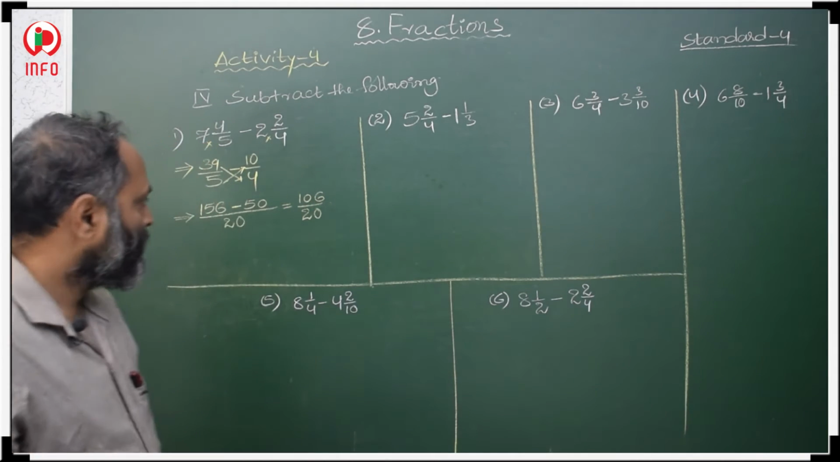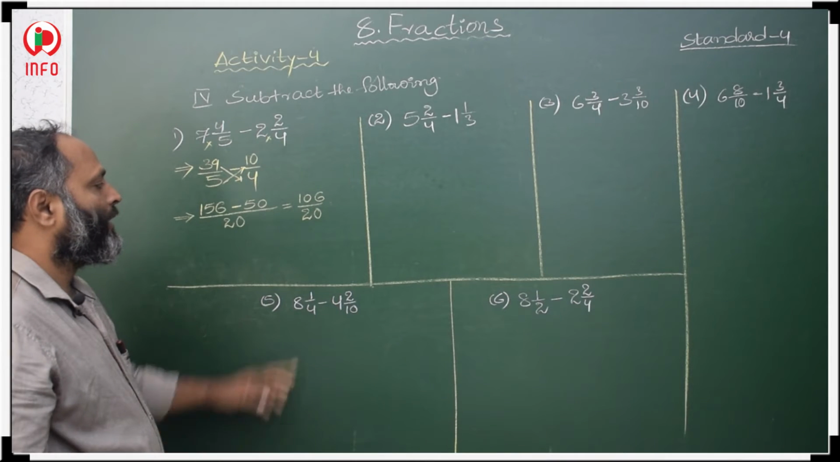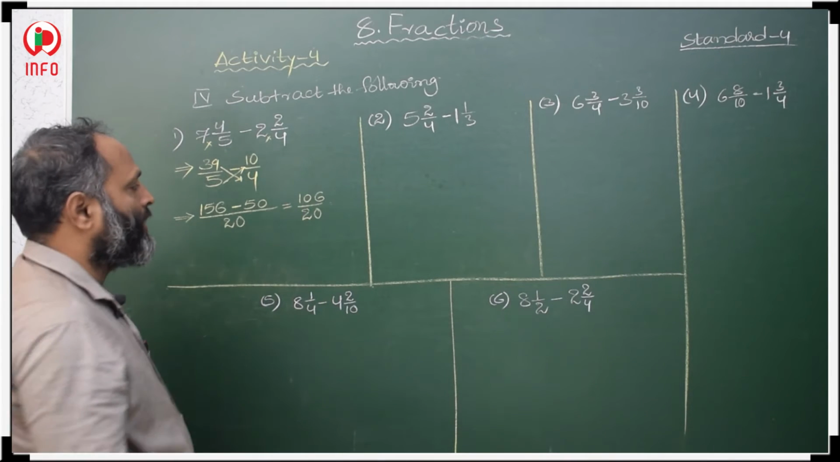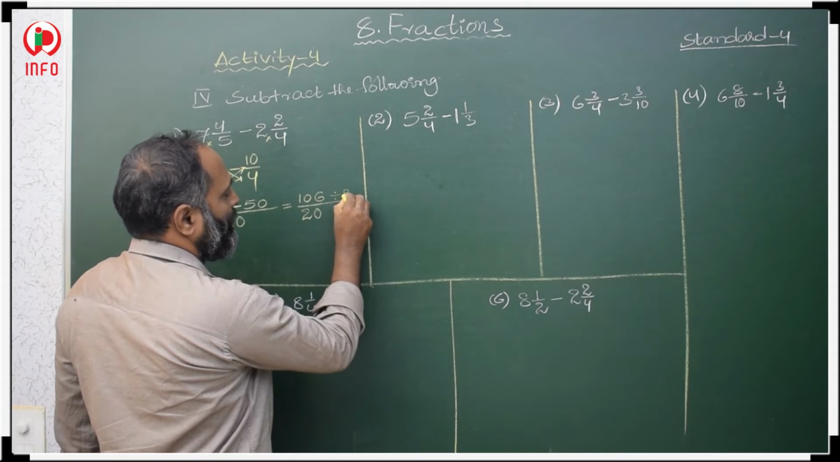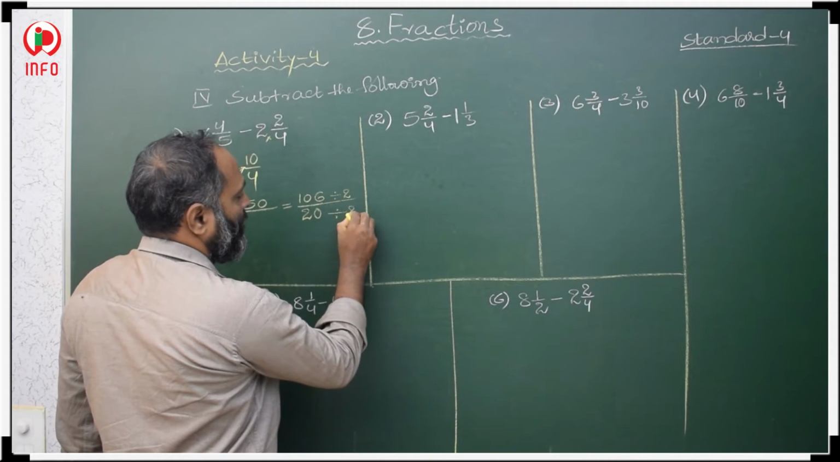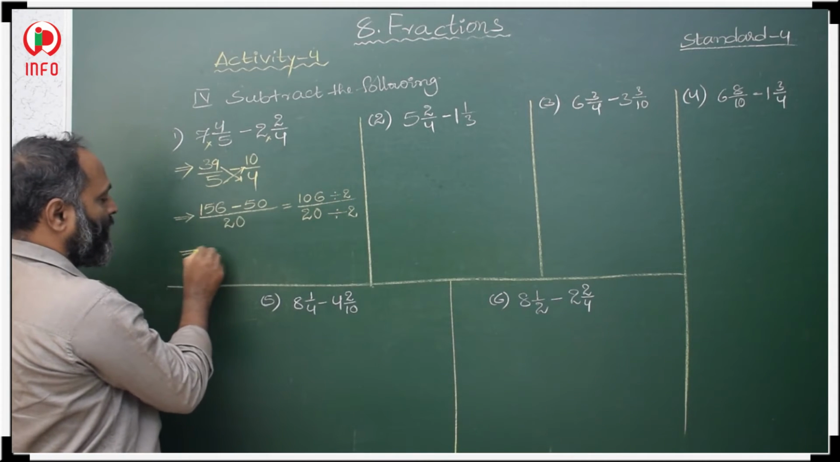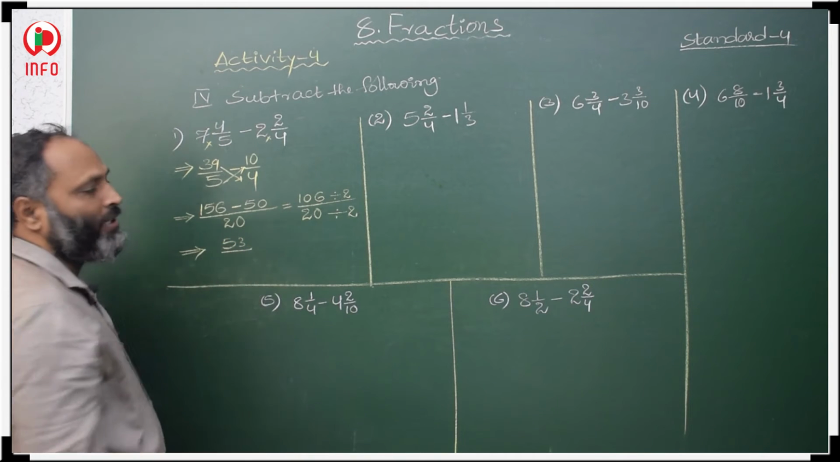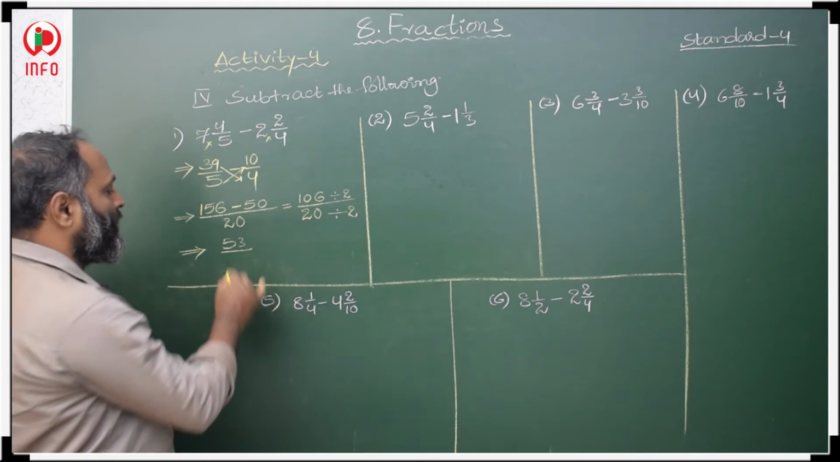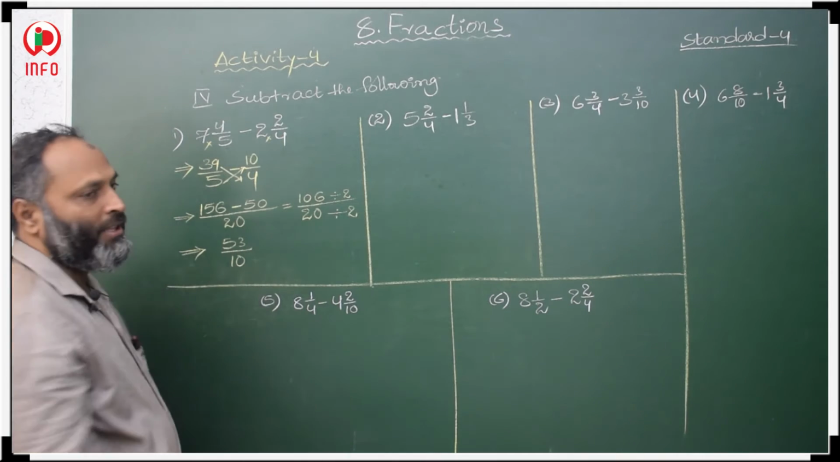Now we have to cancel. These two are even numbers, divisible by 2. Divided by 2. In 106, when we divide with 2, then what is the answer? 53. 2 53s are 106. 2 10s are 20. 53 by 10.